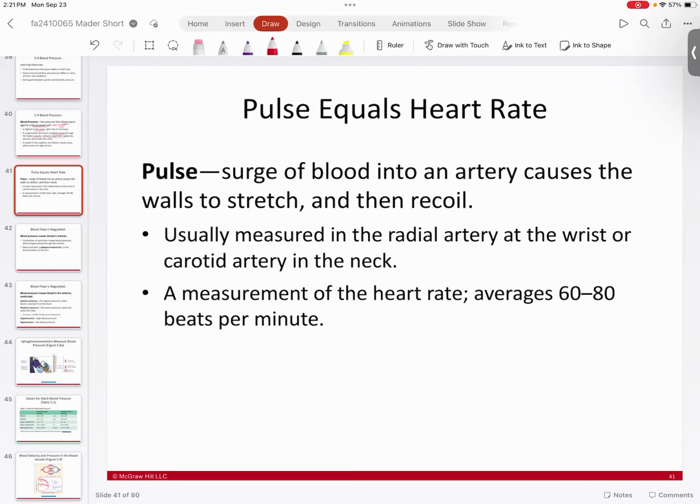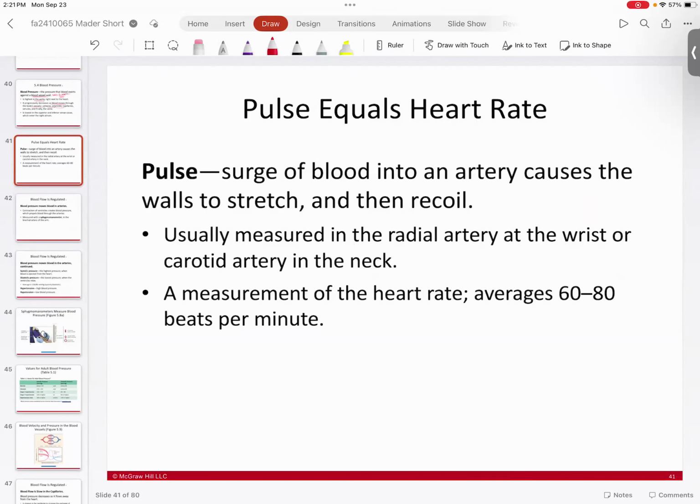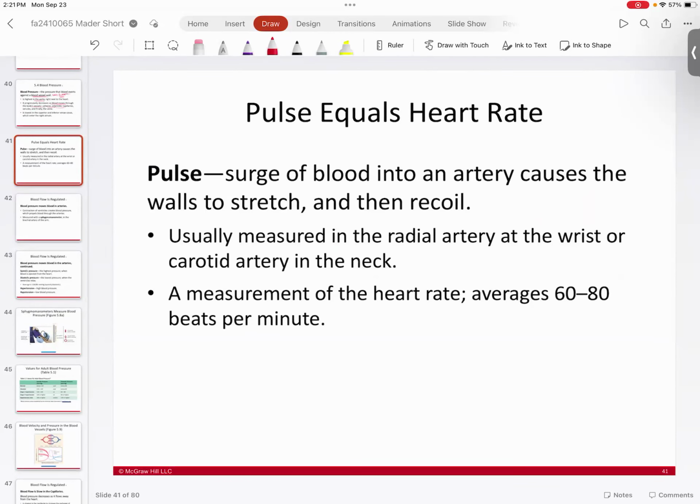So what is your pulse? So your pulse basically is a measure of the surge or the pressure of the blood that's in your artery. And what it's doing is it's stretching the arterial walls. And normally we measure this in the radial artery.